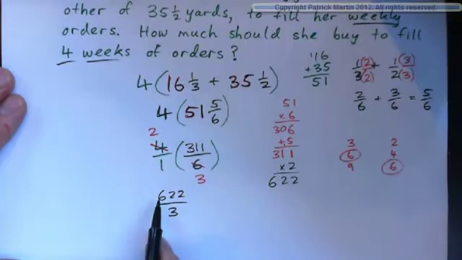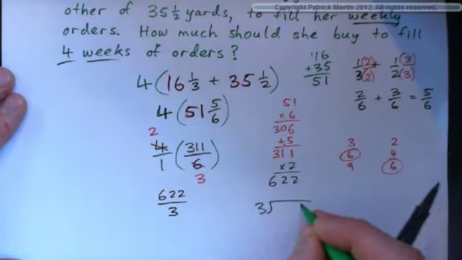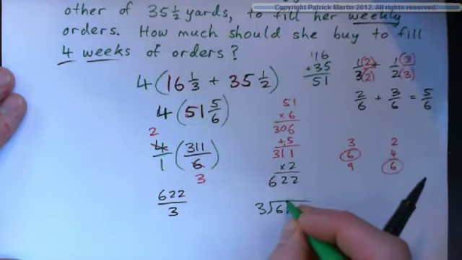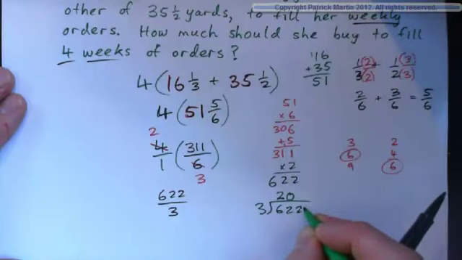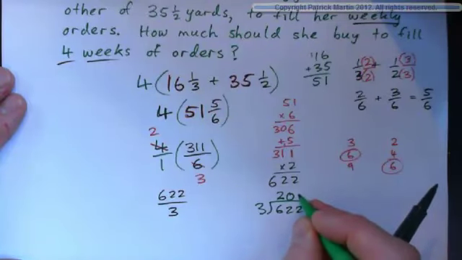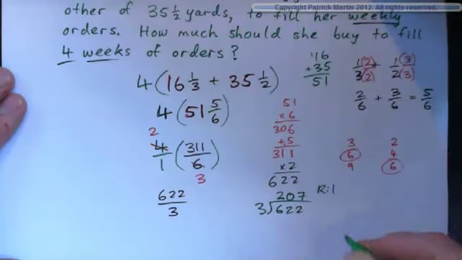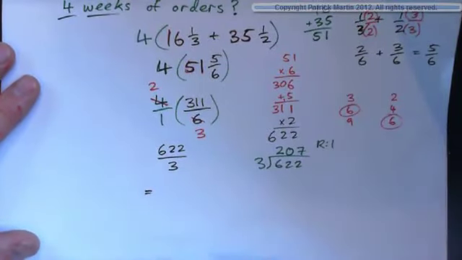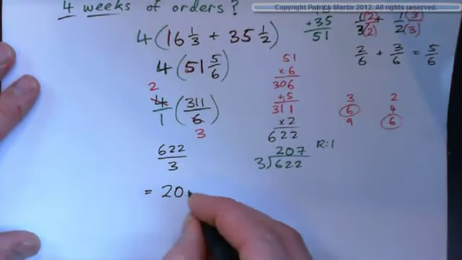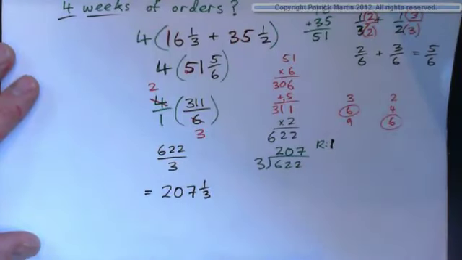Okay, so I've got to do 3 into 622. 3 into 6 goes twice, 3 into 2 goes 0 times, 3 into 22 goes 7 times, remainder 1, right? So as a mixed number I get 207, remainder 1, so 207 and 1/3.